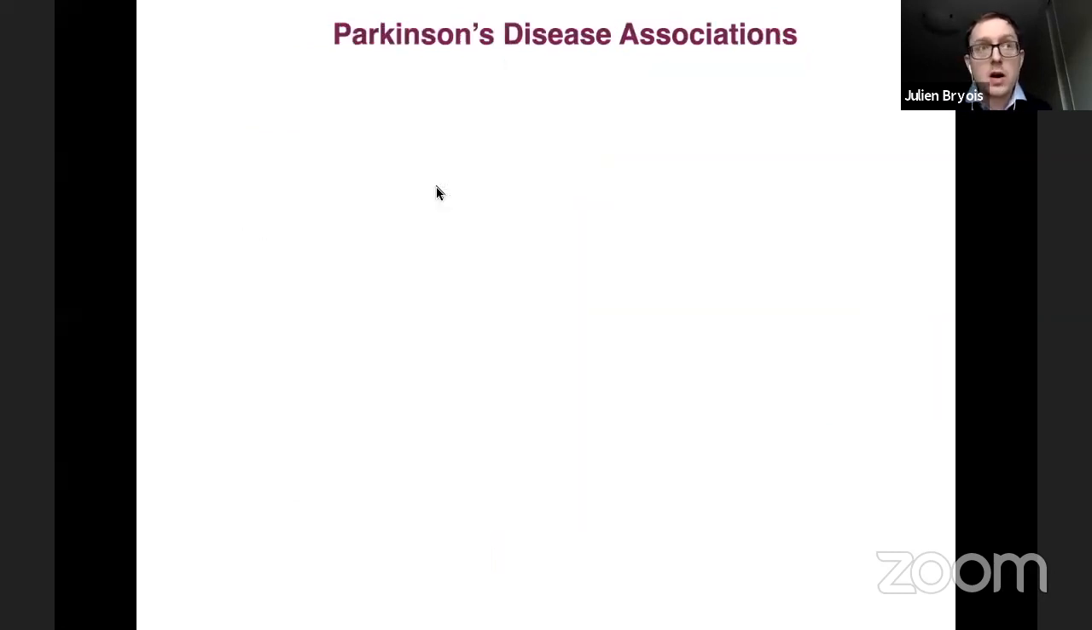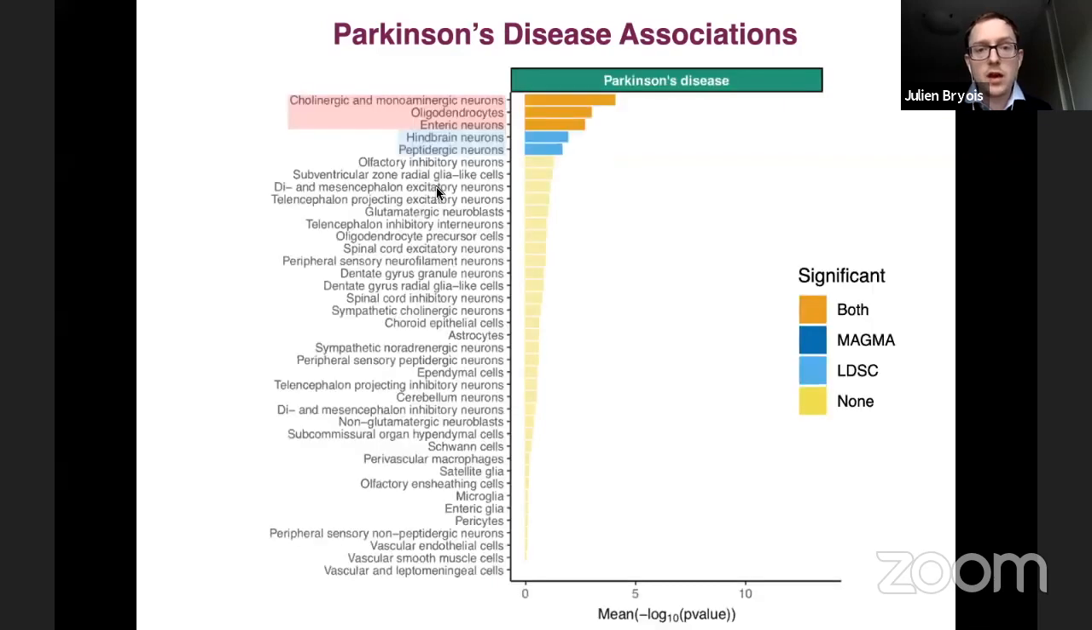So Parkinson's disease was very different, and what we found at the top are cholinergic and monoaminergic neurons, and this is what we were expecting because this is a broad category of neurons that include the dopaminergic neurons that are lost in the disease. But in addition, we found oligodendrocytes, which was unexpected, enteric neurons, as well as hindbrain neurons, and peptidergic neurons.